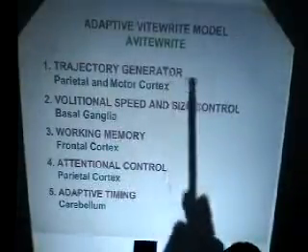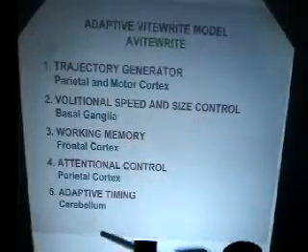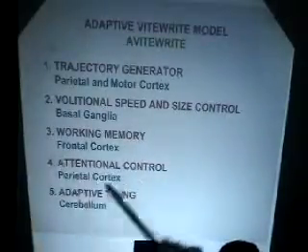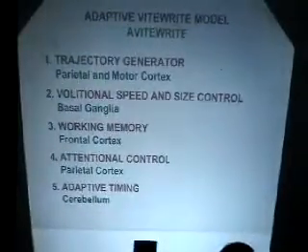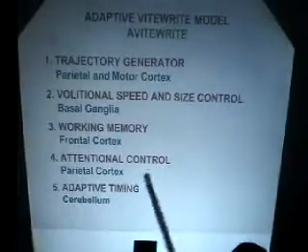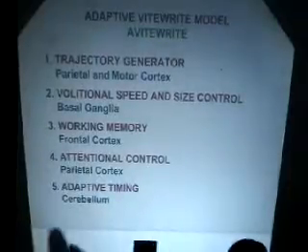Not surprisingly, the adaptive beat-right model had a trajectory generator, it had speed and size control, it had a working memory. But in order to learn to imitate, we also needed attentional control, which we think of as going on, among other places, in the parietal cortex. And we needed adaptive timing, which we think of as being controlled, in this case, by the cerebellum. And so what I'm going to now do with you is to talk a little bit about how the cerebellum seems to carry out adaptive timing.